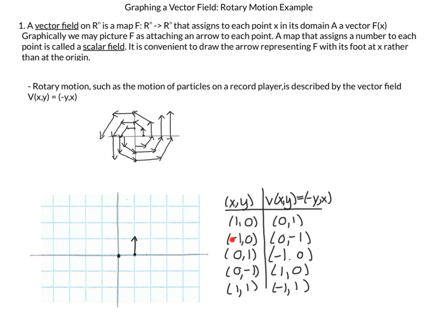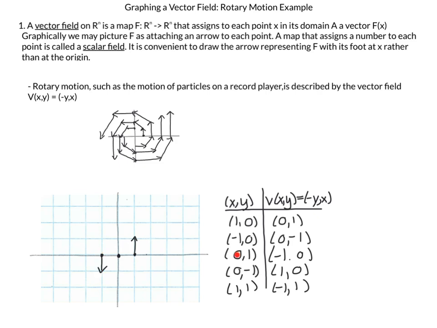Next, I'm going to go to the point negative 1, 0. So x is equal to negative 1, y is equal to 0. And what I have at this point is the vector 0, negative 1. So 0 in the x direction, negative 1 in the y direction. And again, I need to move this vector over to my point negative 1, 0, which has the vector 0, negative 1.